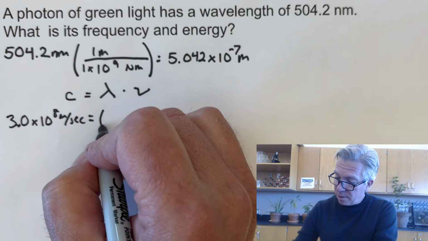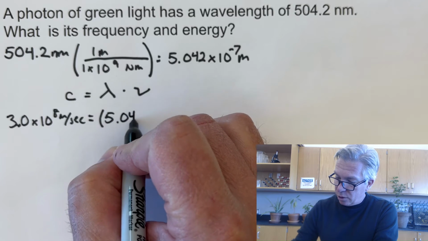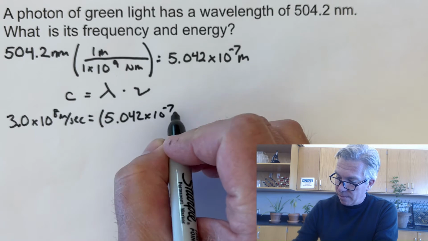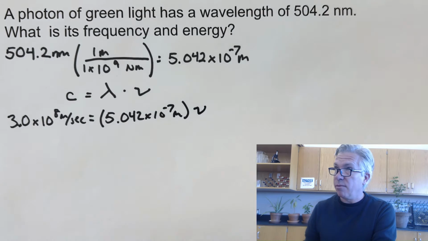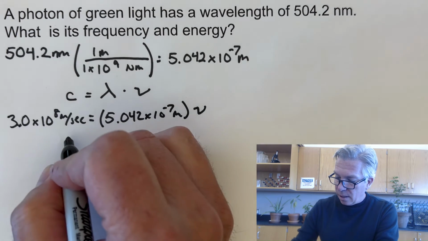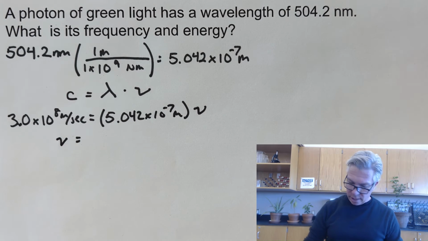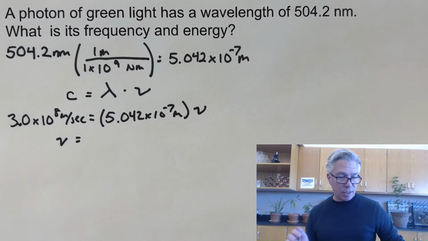And so we're going to plug in our wavelength, 5.042 times 10 to the minus 7th. And we'll leave the frequency as the variable because we don't know it yet. And if we do our math correctly, give me 1 second to do that. 3 times 10 to the 8th divided by 5.042 times 10 to the minus 7th. You should get a number that's very large.